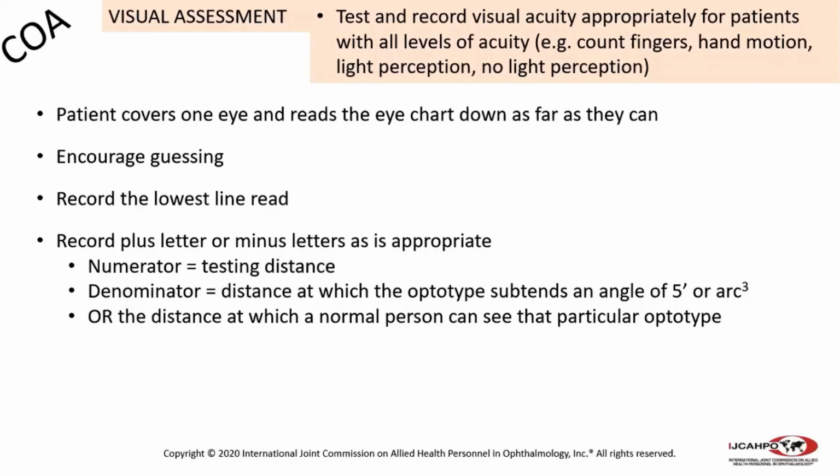The numerator is the patient's testing distance. The denominator is the distance at which the optotype subtends an angle of 5 minutes of arc, or the distance at which a normal person can see that particular optotype.